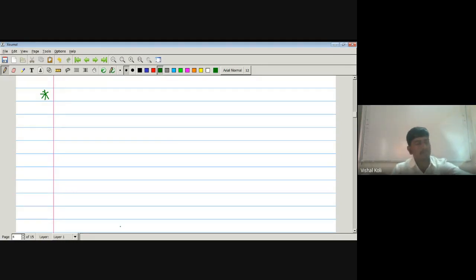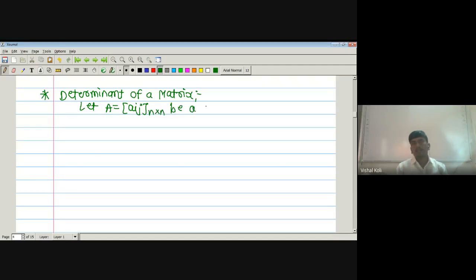Okay, so if there is no doubt, then we will see the next point, which is the determinant of a matrix. For that, first we will take one matrix. Let A equal to Aij of order n cross n be a square matrix of order n.